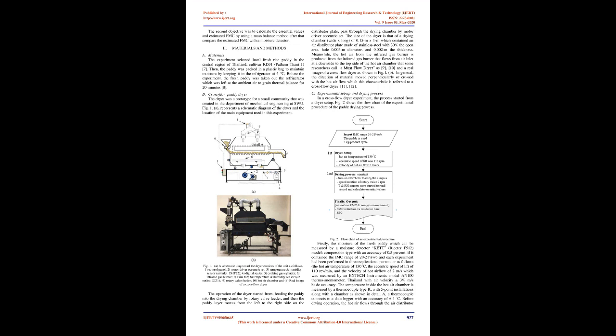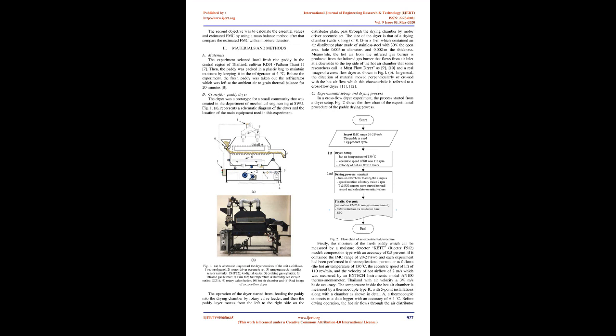Fig. 1A represents a schematic diagram of the dryer and the location of the main equipment used in this experiment. The schematic diagram of the dryer consists of the following units: 1. Control panel. 2. Motor driver eccentric set. 3. Temperature and humidity sensor, air inlet, DHT22. 4. Digital scales. 5. Cooking gas cylinder.